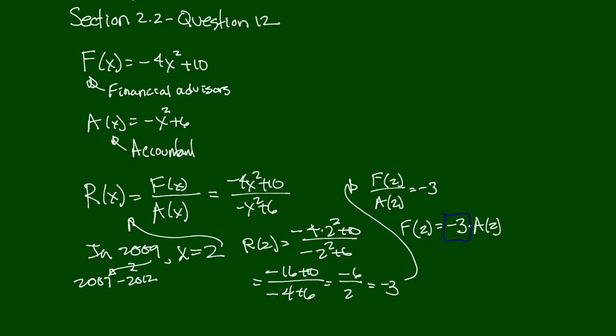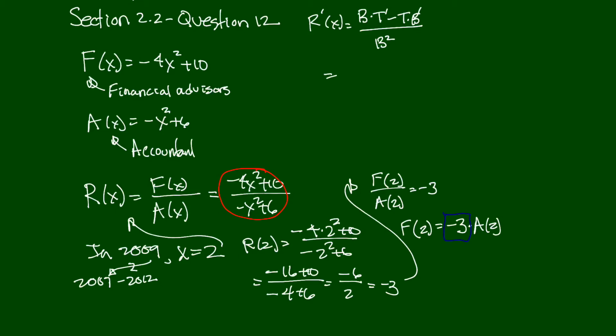Now, okay, that was the first one. Next: write an expression for the rate at which the ratio of revenue changes. Here's our ratio of the revenues. I want to know how that changes, so I need R prime. We're going to compute R prime of x. R prime of x is a quotient, so we're going to have the bottom times the derivative of the top, minus the top times the derivative of the bottom, all over the bottom squared.